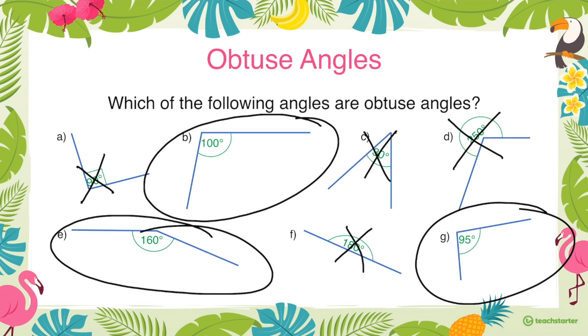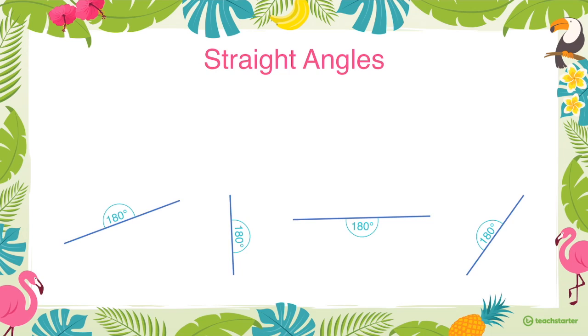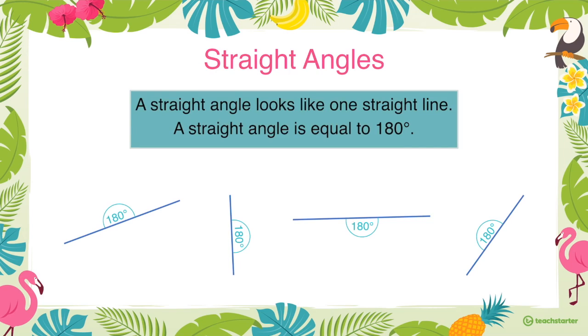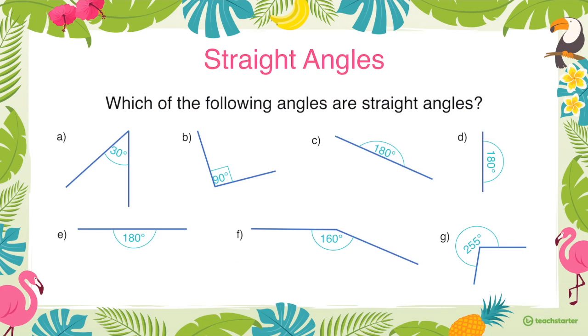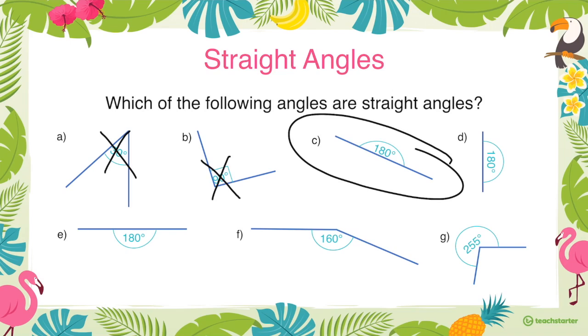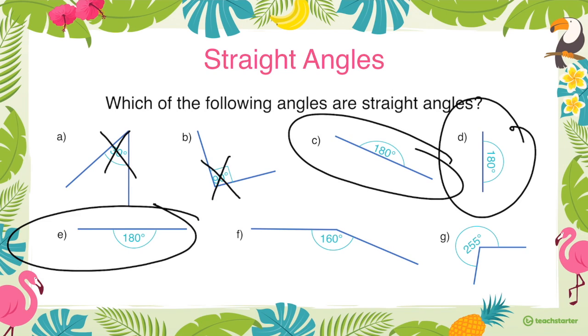Next up, we have straight angles. So straight angles look like a straight line. And a straight angle is 180 degrees. So again, really easy to identify because they have to be 180 degrees. So that's not 180, that's not 180. Oh, there's 180. There's 180. 180. Not 180, not 180. Straight angles are also really easy to remember because they're straight and they're set on a straight line.